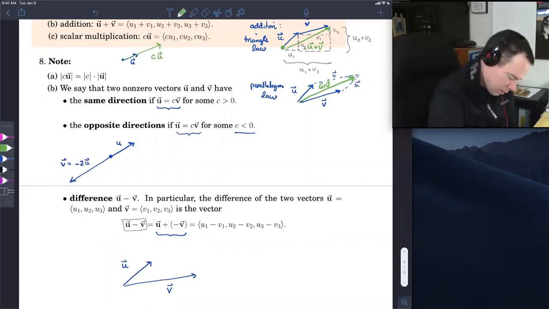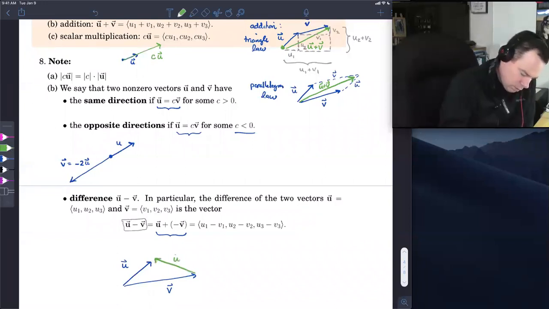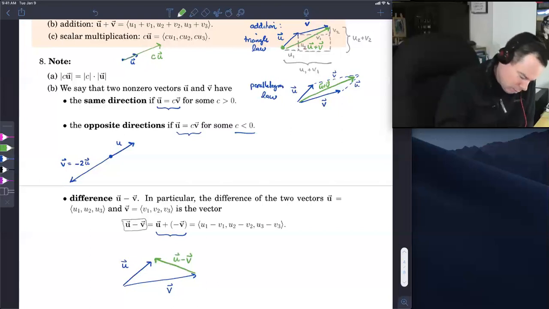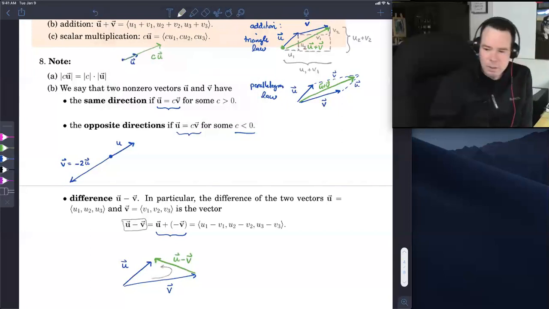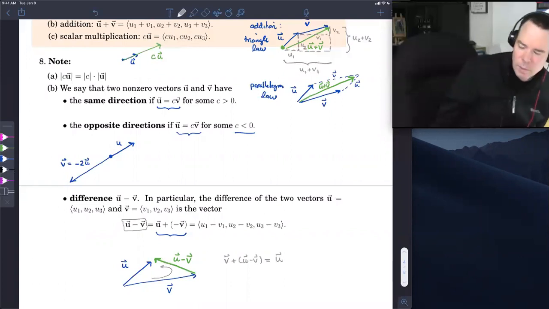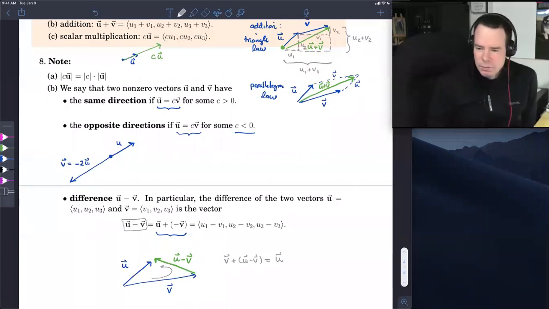That tells me immediately that if I go along v, and then I go along u minus v, I have to end up at the tip of u. And so there it is in the picture. That's because if I go along these ones, then I have to end up at u, because v plus u minus v is equal to u. Okay, so that's where the difference sits.